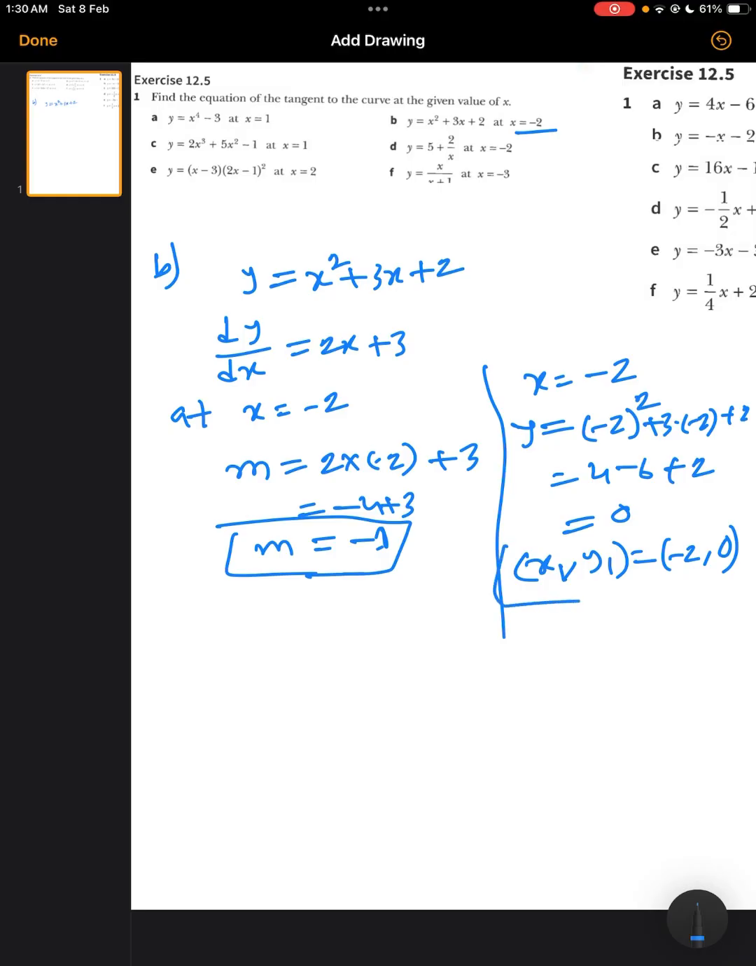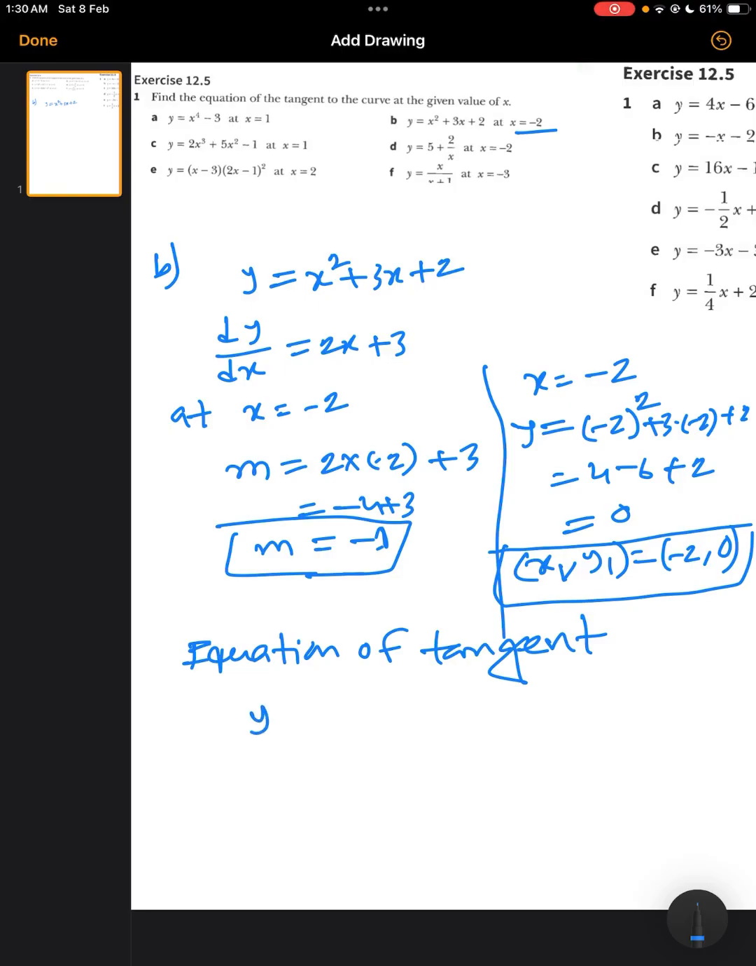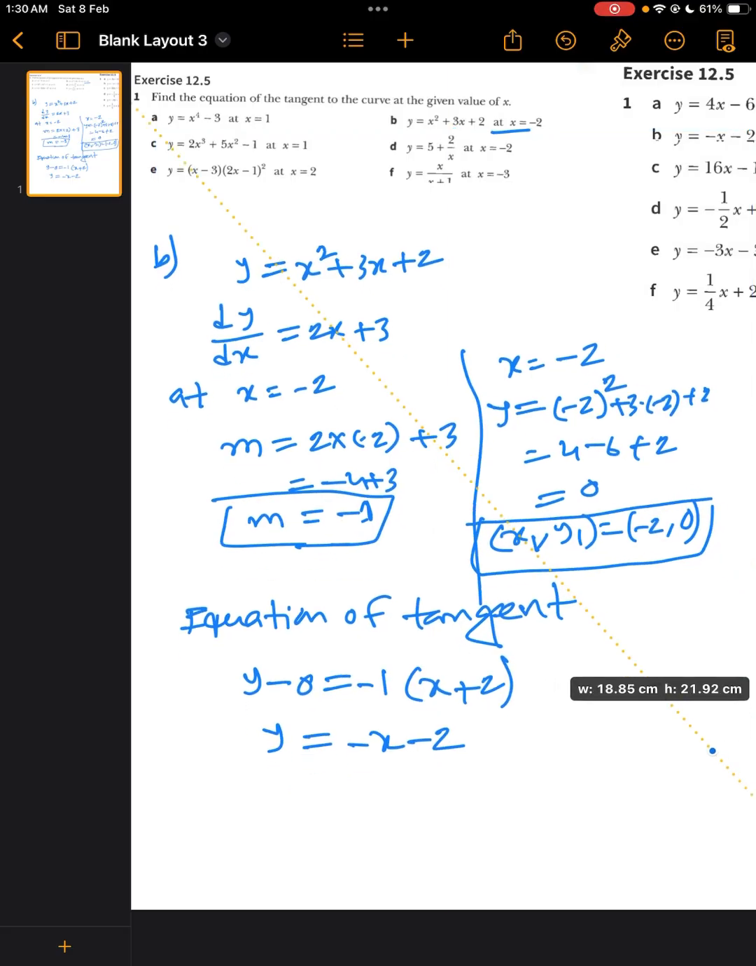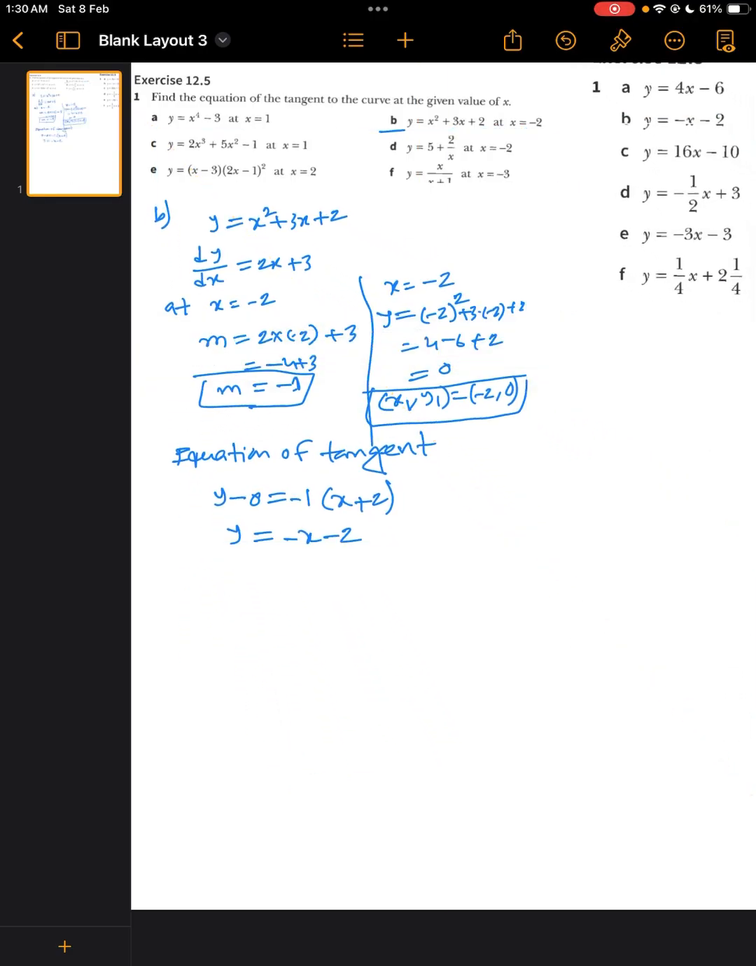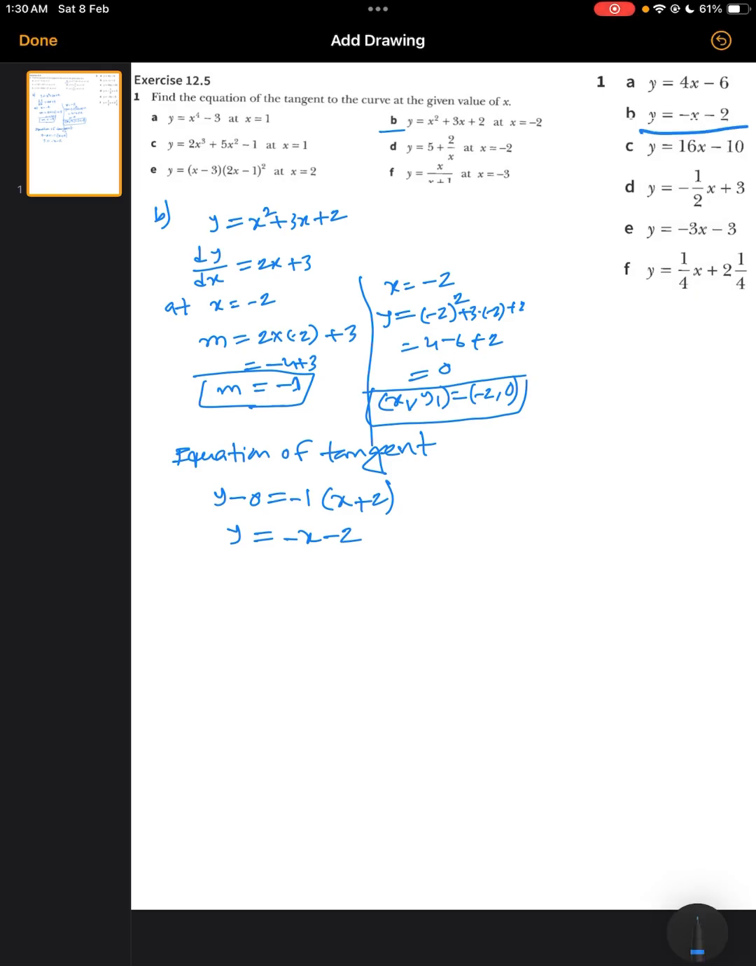Now I'm ready with the values, right? Gradient and point. Equation of tangent. So y minus y1, which is 0, m is minus 1, times x minus x1, which is plus 2 here. So y is equal to minus x minus 2. If I check the answer, this is absolutely correct. Yeah, this is the answer.